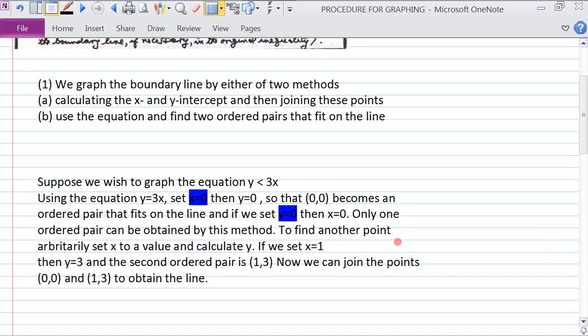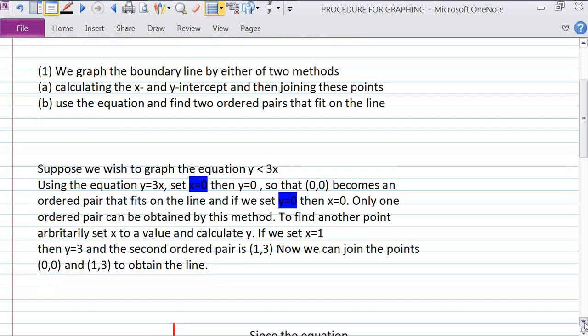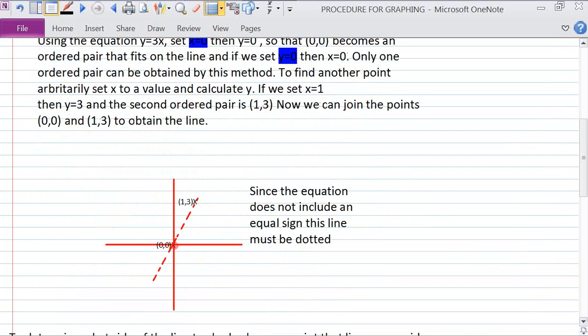So to find another point, we arbitrarily set x to a value and calculate y. If I set x equal to 1 in this equation, then y equals 3, and the second ordered pair becomes 1, 3. Now we can join the points 0, 0 and 1, 3 to obtain the line. So here's the point 0, 0, and here's the point 1, 3, and this is the boundary line.